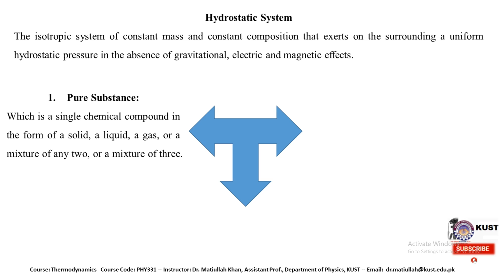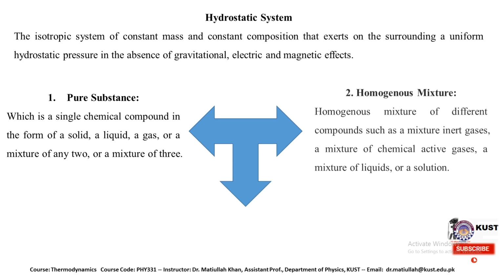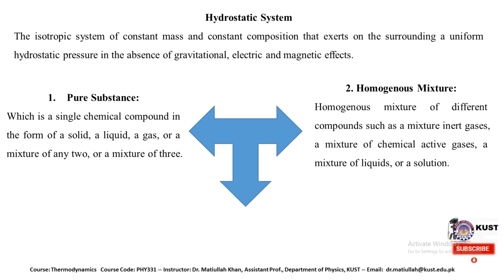If you consider a substance that has a single chemical compound in the form of solid, liquid or gas, then it is called a pure substance. Or it may be a mixture of two pure substances, or it may be a mixture of three. And the second one is the homogeneous mixture. In case of a homogeneous mixture, we have different compounds such as a mixture of inert gases, or a mixture of chemically active gases, or a mixture of liquids, or a solution.